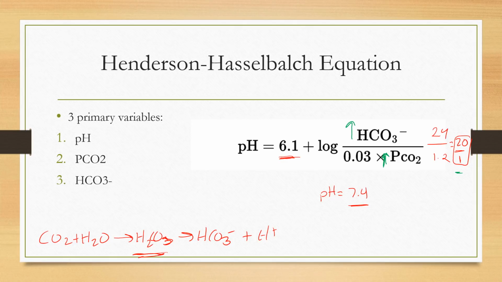So if we look down at our formula here, again, if the bicarb goes up, that shifts the formula in this direction, which is going to cause a drop in my free protons, so my pH is going to go up.